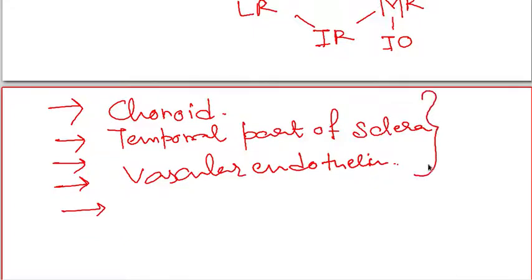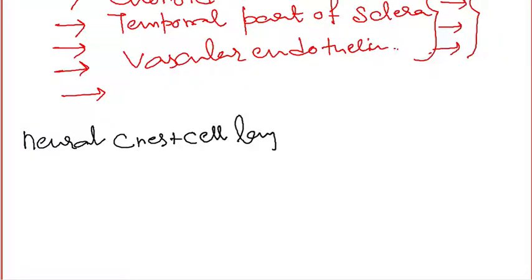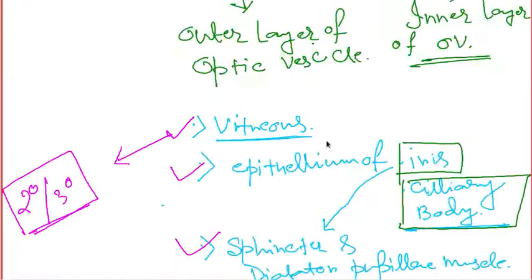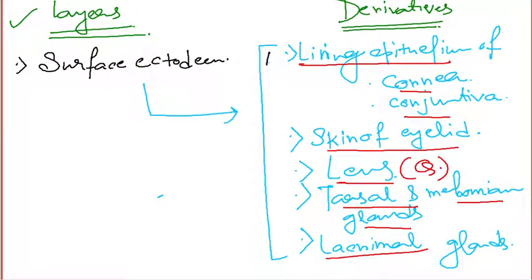Okay, now there are some changes that can happen here also for your examination purpose. So we have a layer that we are calling the neural crest cell layer. If we can see the structures which I have studied until now, that is lining epithelium, let us do the marking. 1, 2, 3, 4, 5.